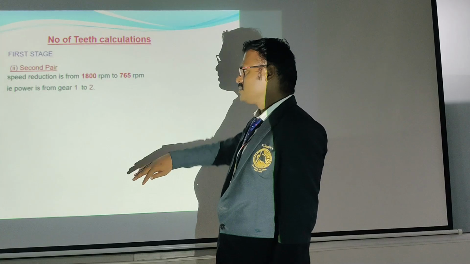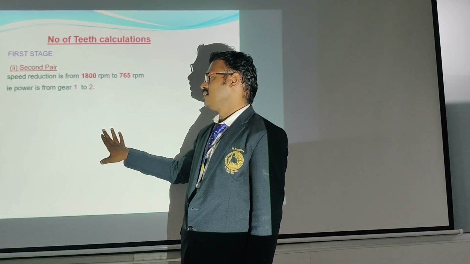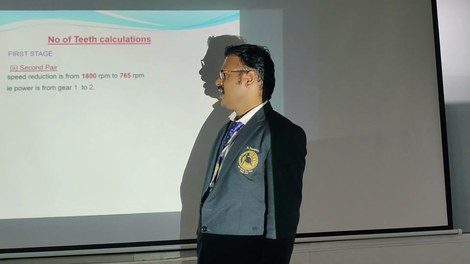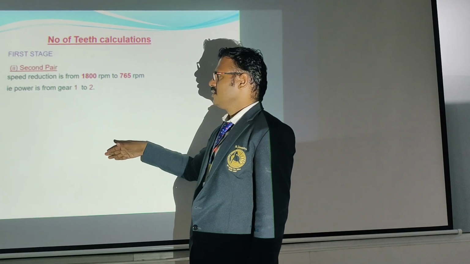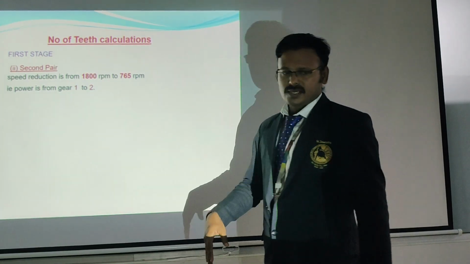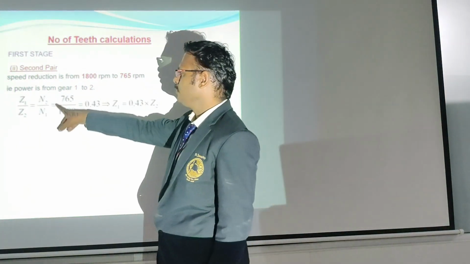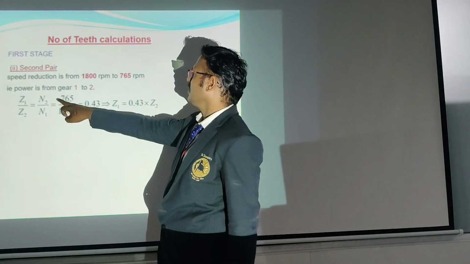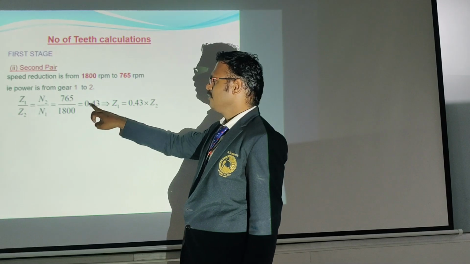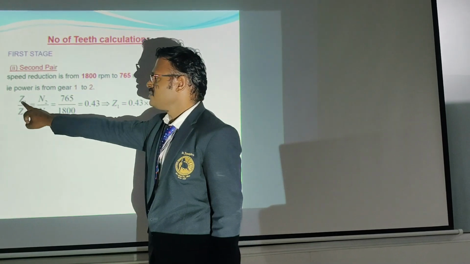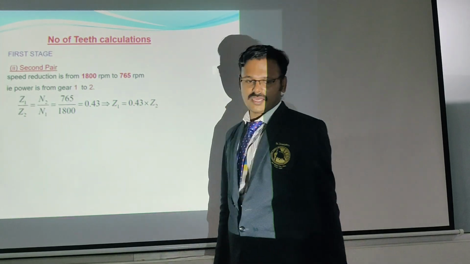So now I can use the formula N1 by N2 equal to Z2 divided by Z1. So that formula I can use. So Z1 by Z2 equal to N2 by N1. In that formula, N2 is 765, N1 is 1800. Just substituting the values, I will get 0.43. So Z1 equal to Z2 times 0.43. So this equation we will get.